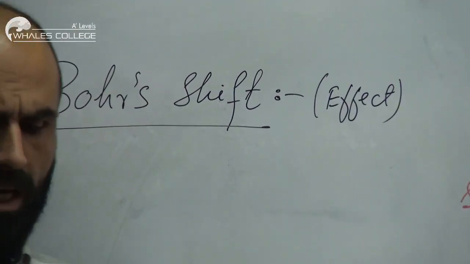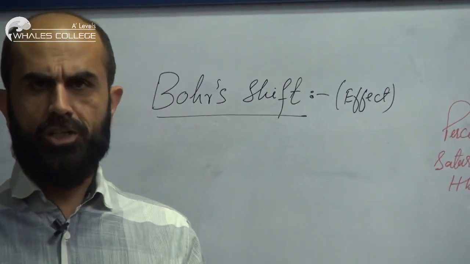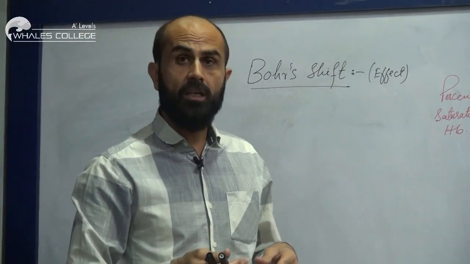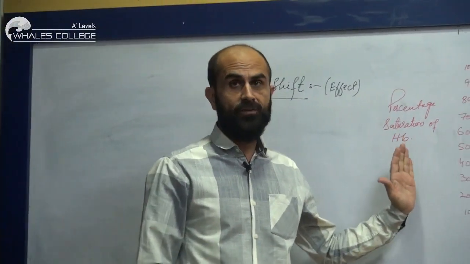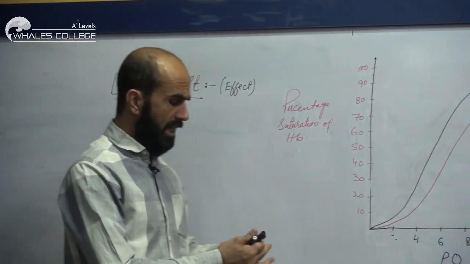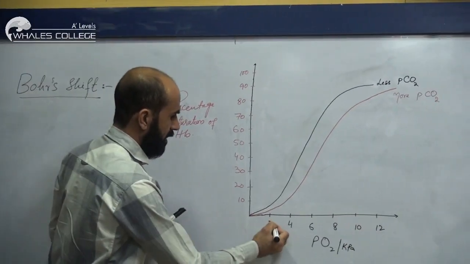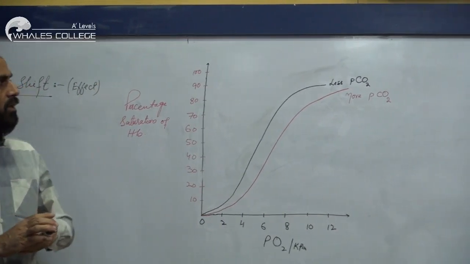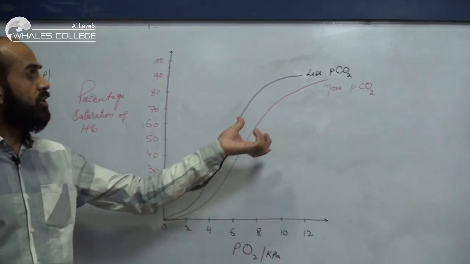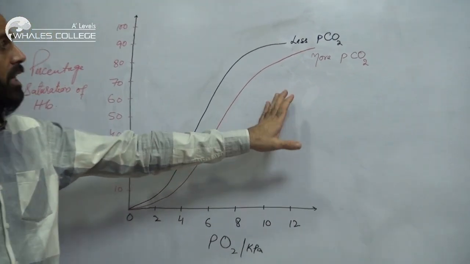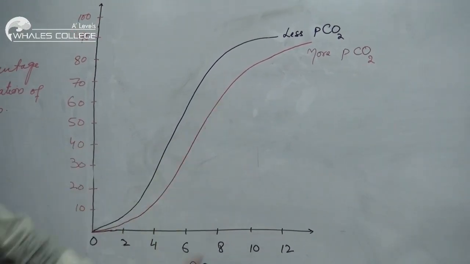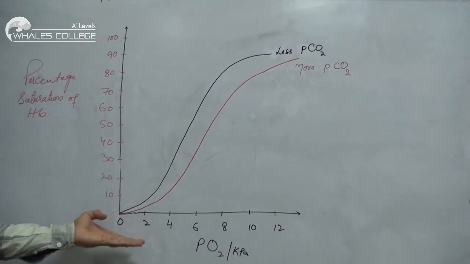In the previous video, I told you about the partial pressure of oxygen and percent saturation of hemoglobin. Once again, the same graph is in front of you. We increase the partial pressure of oxygen and it affects the percent saturation of hemoglobin. You can see two dissociation curves here, one shown in red and one in black, and the partial pressure of carbon dioxide remains constant for each curve.